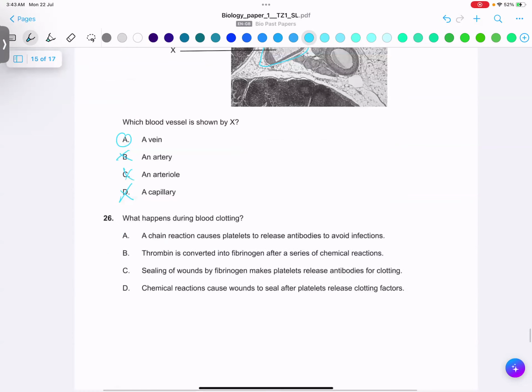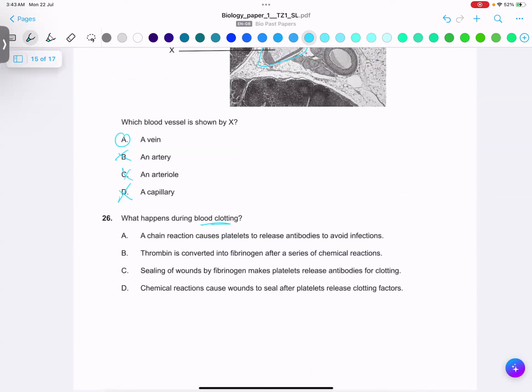What happens during blood clotting? A chain reaction causes platelets to release antibodies to avoid infections. No, that's not what happens. During blood clotting, basically, the blood clot forms, so there's no blood flow whatsoever. Thrombin is converted to fibrinogen after a series of chemical reactions. No. Sealing of wound by fibrinogen makes platelets release antibodies for clotting. No. Chemical reactions cause wounds to seal after platelets release clotting factors. Our answer for this question is D.